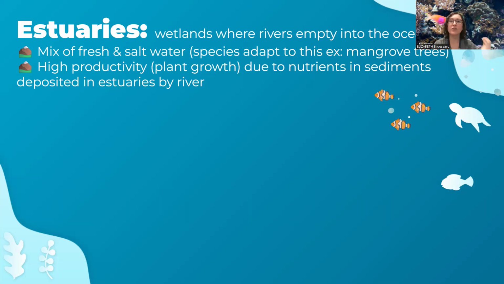So our species, such as our mangrove trees, have to be specially adapted to essentially handle both freshwater and saltwater. They can do it all. They're just the superheroes of our trees.